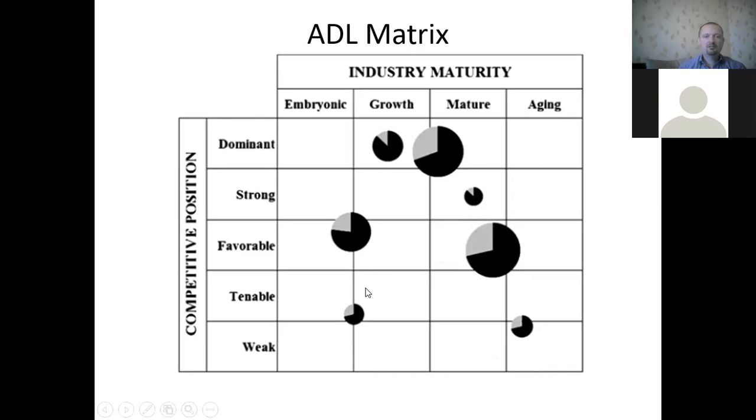And with the gray parts of the circles, we are showing the part of the market which is connected with our company. So in this matrix, it is possible to show the general situation for our company.